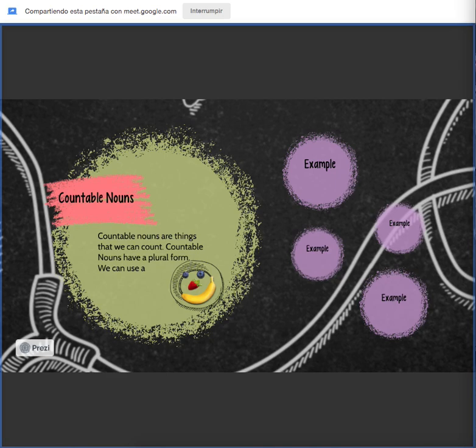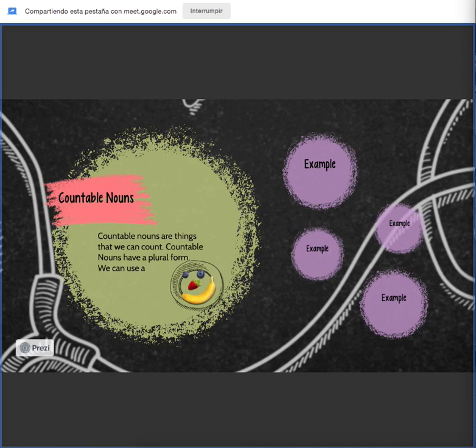Okay? In the case of countable nouns, guys, those are things, as we were saying, things that we can count. And you can use a or an with this. When do I use a? When do I use an? We are going to use a when we have the noun beginning by consonant. And we are going to use an when we have the noun beginning by a vowel. For example, you can say an apple. ¿Sí ven que apple comienza por una vocal? That's the reason why I am going to use an.